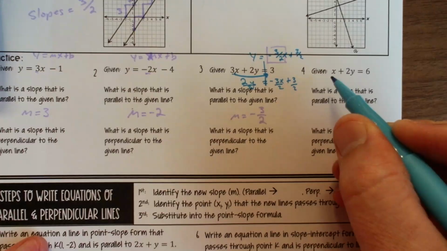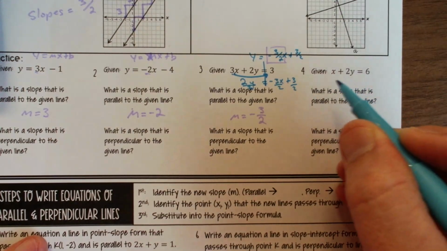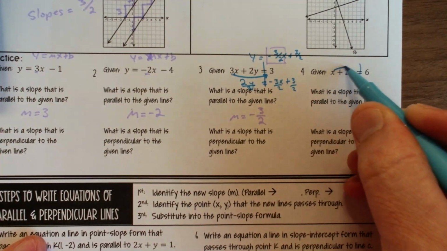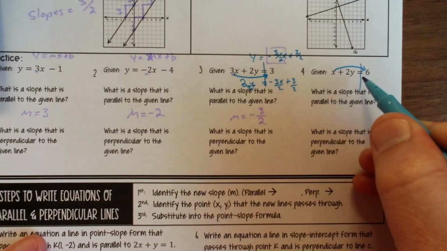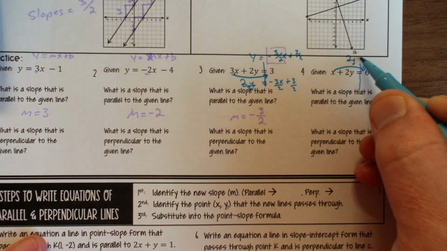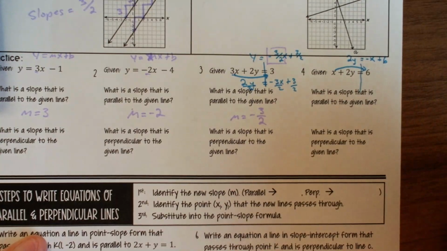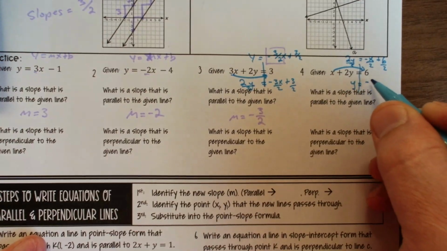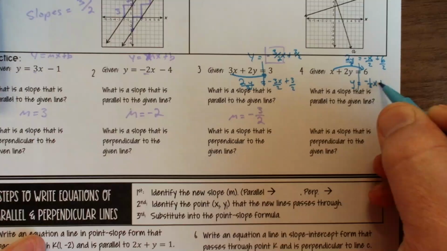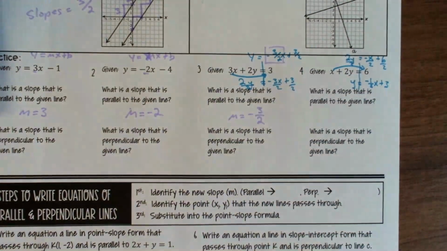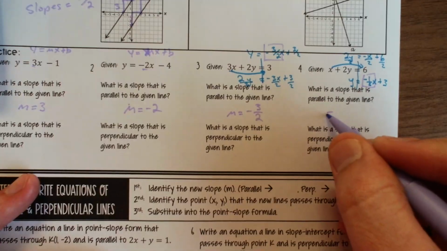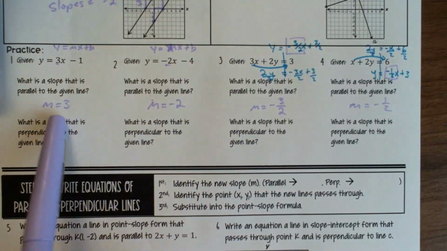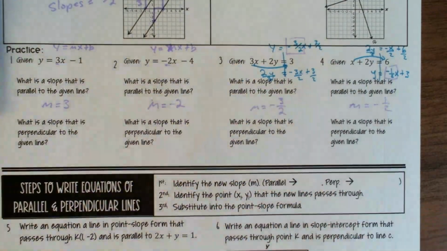In problem number 4, it gives us x plus 2y equals 6, which again means it's in standard form and is not slope-intercept form, so I need to convert it. I'm going to move the x to the other side, and when it crosses the line, it changes the sign. So this is 2y equals negative x plus 6. In order to get y by itself, I divide by 2, and I'm left with y equals negative 1/2 x plus 3. So my slope here is negative 1/2. Remember, with parallel lines, my slope will always match the original line's slope.